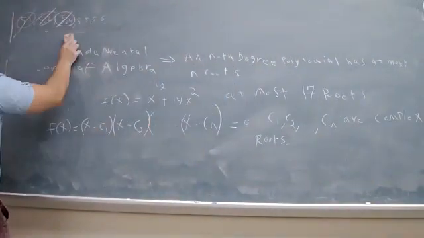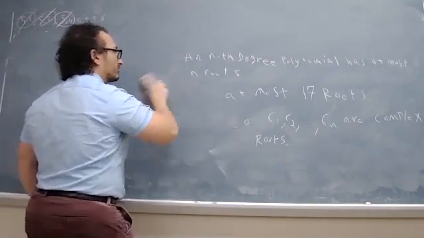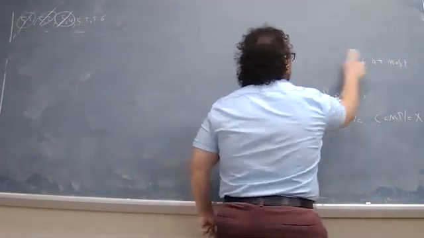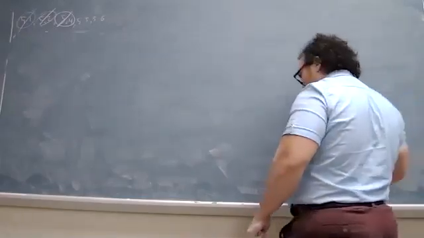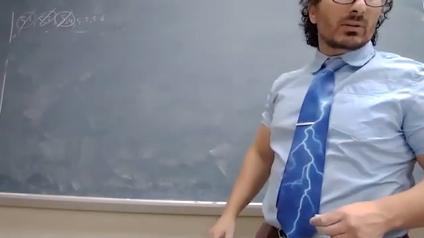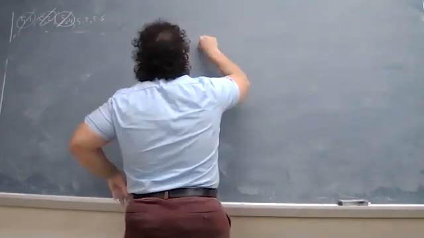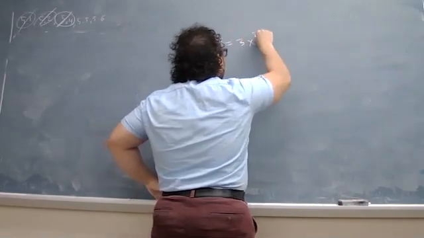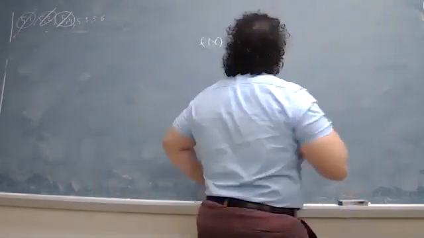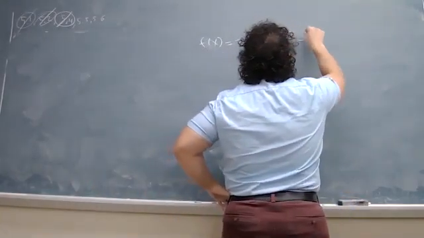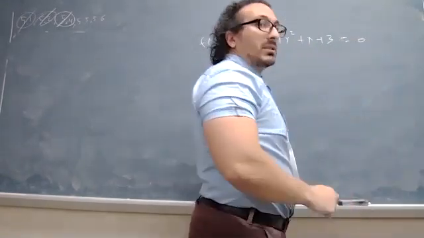So let's apply both the fundamental theorem of algebra and the rational roots theorem. Let's say we have a function f of x is equal to 3x cubed plus 9x squared plus x plus 3. All right. And let's say we want to find the roots of this function.